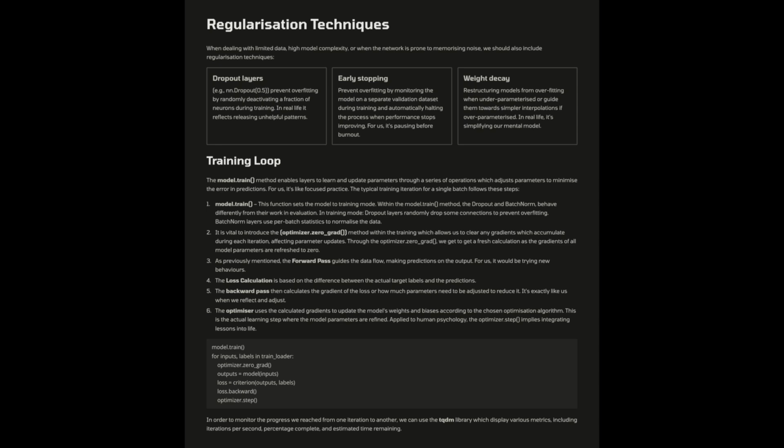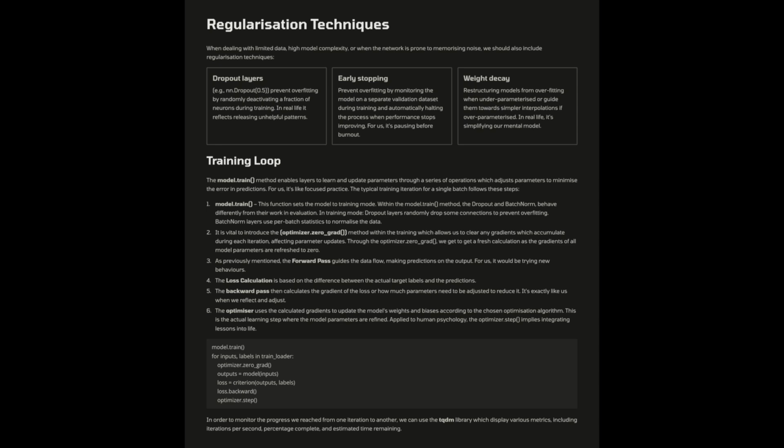As previously mentioned, the forward pass guides the data flow, making predictions on the output. For us, it would be trying new behaviors. The loss calculation is based on the difference between the actual target labels and the predictions. The backward pass then calculates the gradient of the loss, or how much parameters need to be adjusted to reduce it. It's exactly like us when we reflect and adjust.